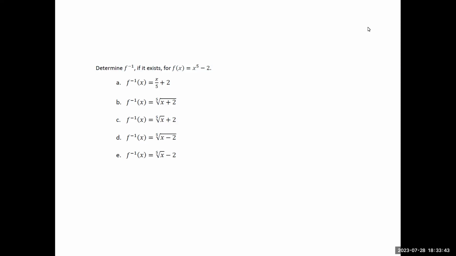So for an output of f of x, let's call it y. How do we obtain that output? Well, we perform the operations x to the fifth minus 2. Now, in order to find the input that gets traced to the output y, we're going to solve for the variable x here. So we can write x to the fifth equals y plus 2.